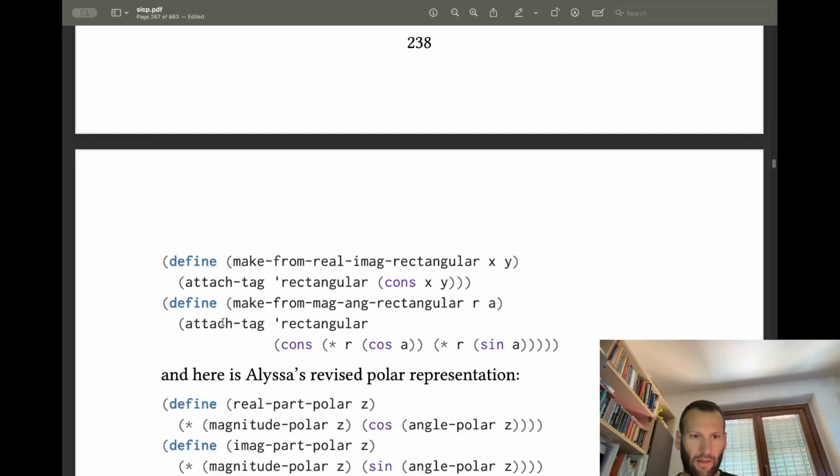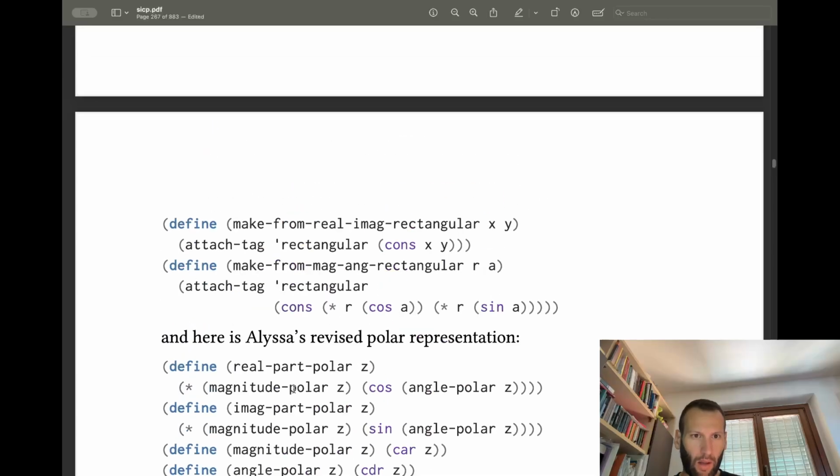Yes, we have attach-tag here with the literal rectangular or polar.